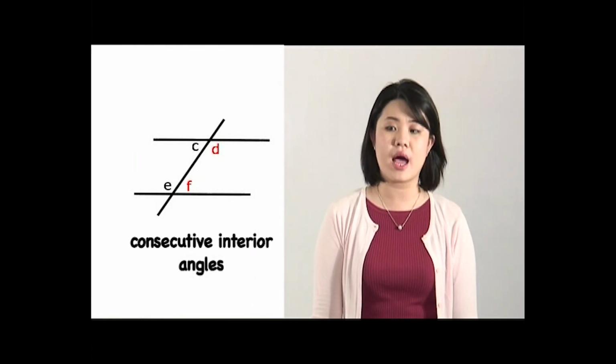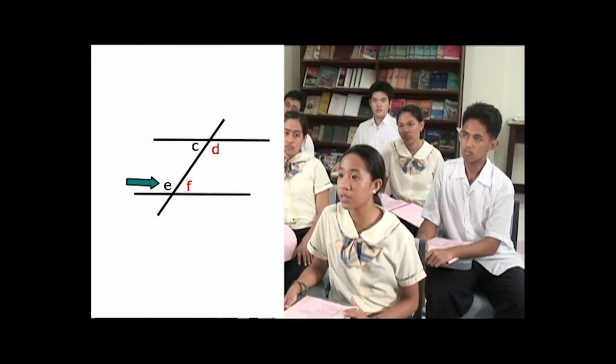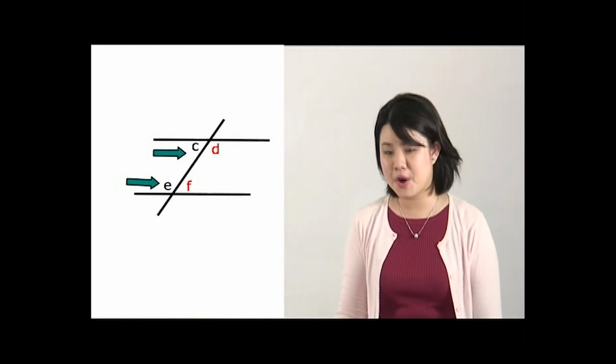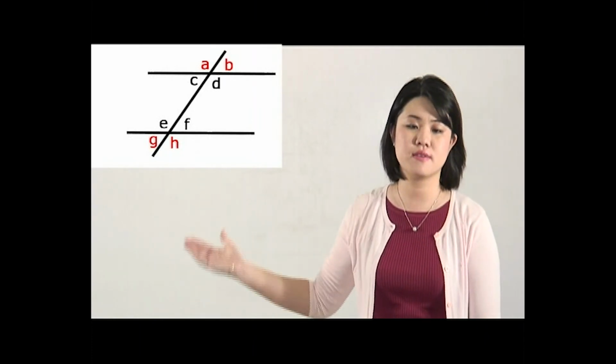Can anyone describe the properties of these pairs? The common property of these pairs of angles is that they are interior angles that are located on the same side of a transversal. Very good, Maurice. Miss Michelle, do we also have consecutive exterior angles? Yes, that's so. In fact, this is the last special pair we will define. Can you identify a pair of consecutive exterior angles in our figure?